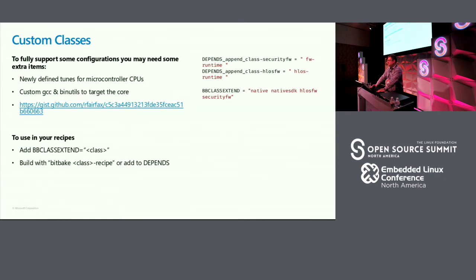And then lastly, to actually use this in your recipes, you just add BBCLASSEXTEND to your recipe to say what targets do you want to build for. So on the right, we have an example where we're targeting four different classes, native and nativesdk, and then our classes that we define, our security firmware class and our high-level OS firmware class. And there's also an example there on the right where you can see how we change the dependencies based on what class we're executing in. So you get some control to customize your recipes as appropriate. And then you can just build it with Bitbake like you would any other recipe, or add it to depends and have the dependency chain pick it up.